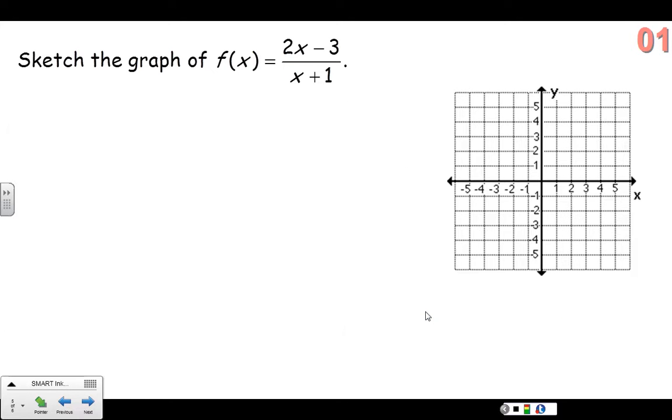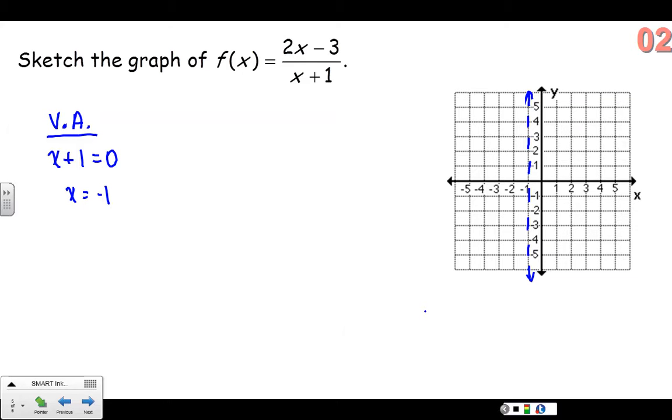So sketch the graph of f of x equals 2x minus 3 over x plus 1. So first and foremost, let's see if we have any asymptotes involved. Vertical asymptotes. If I set the denominator x plus 1 equal to 0, then I know x is equal to negative 1. That's my vertical asymptote, so I'm going to draw that in. It's a vertical asymptote. I should never cross that line.